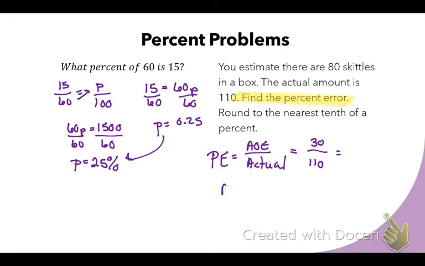That's how Elizabeth got 0.27, right? It was 0.2727. Then the fourth 7 rounds the 2 up to a 3. So percent error is approximately 27.3%, not 27.2%. That's when you have to round correctly to choose the right option. All right, so that's percent problems.